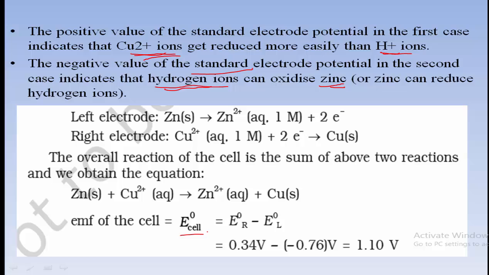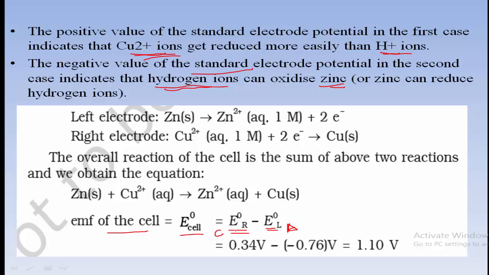E0 cell, the standard electrode potential value, that is the EMF of the cell, is equal to the standard electrode potential at the right hand side minus the standard electrode potential at the left hand side. Remember, on the right hand side you always have to take the cathode, that means reduction, whatever metal is undergoing reduction. On the left hand side you have to take the anode. You can say E cathode minus E anode.